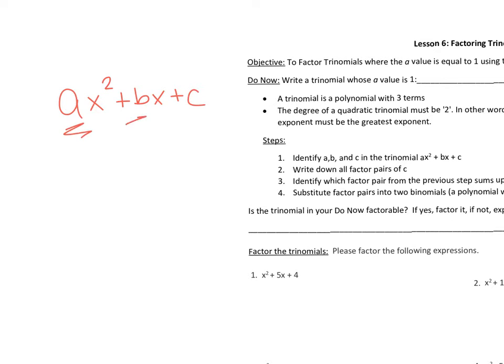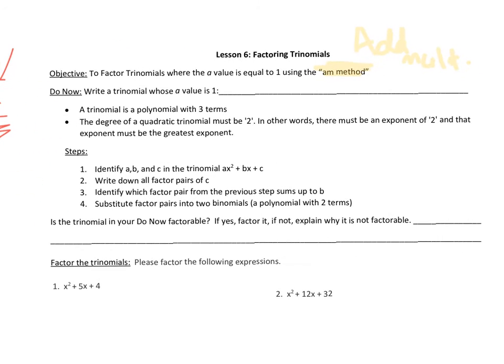Where a, b, and c are constants, coefficients. This one would be a constant though because there's no letter next to it. These are coefficients because they're numbers in front of letters, and then x squared and x are variables. So when they want a to equal 1, any trinomial that basically has nothing in front of the x squared, which really is 1. An example of a trinomial whose a value is 1 would be x squared plus 6x plus 9.